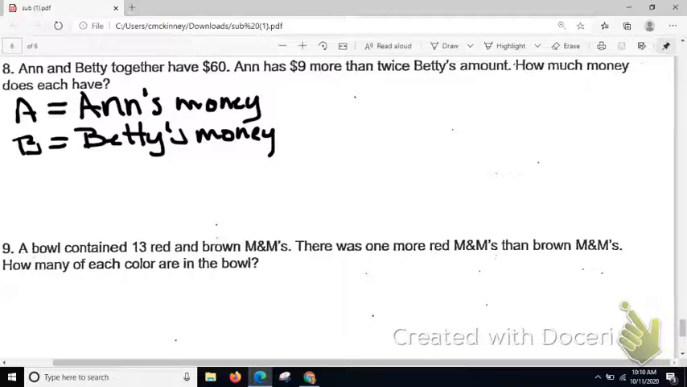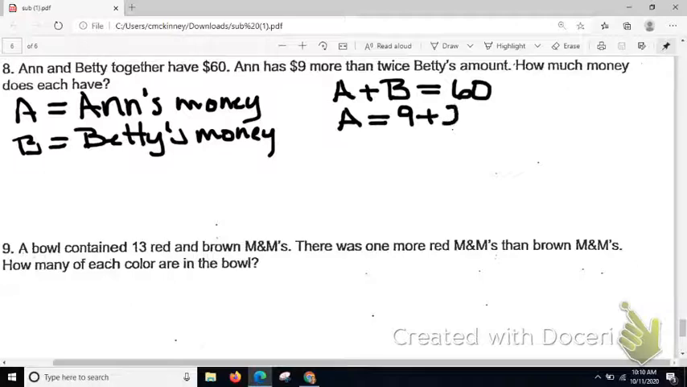So together they have $60. So that certainly sounds like Ann's money plus Betty's money is $60. Doesn't mean if we multiply their money together. It means if we add their money together. And then we have Ann's money is 9 more, so 9 plus twice Betty's. Twice would mean 2 times Betty's. And there's my setup. A equals 9 plus 2B.